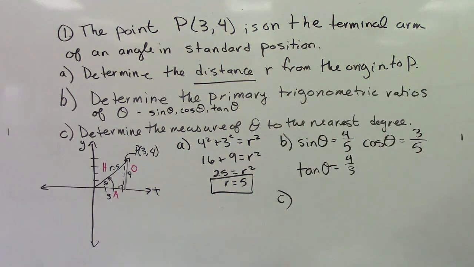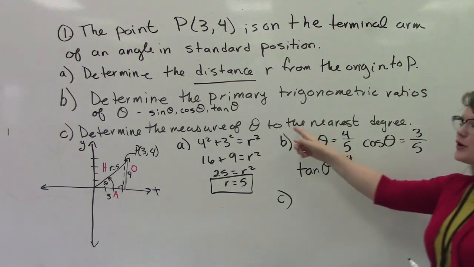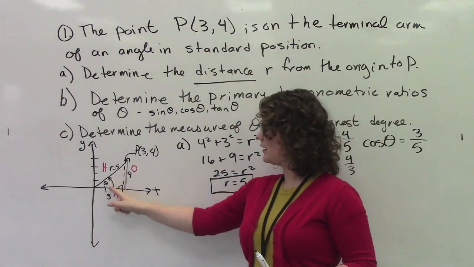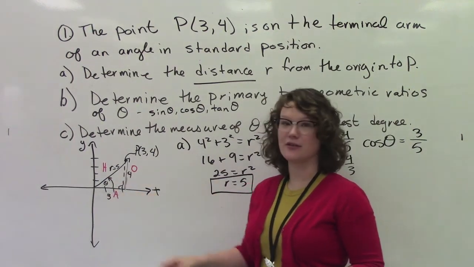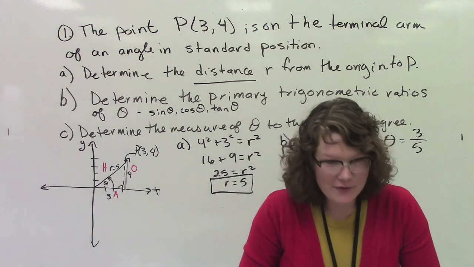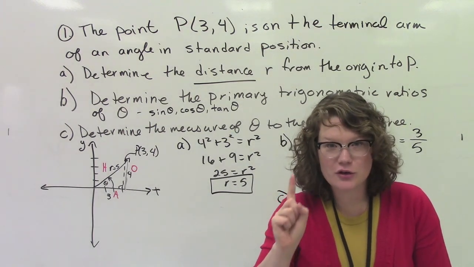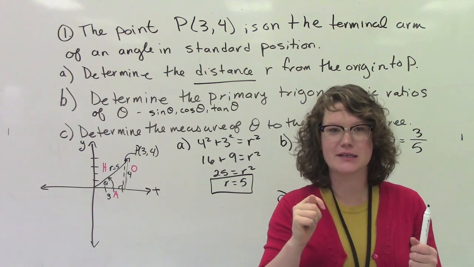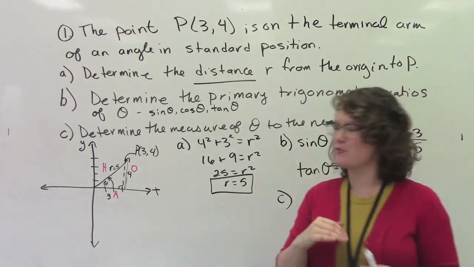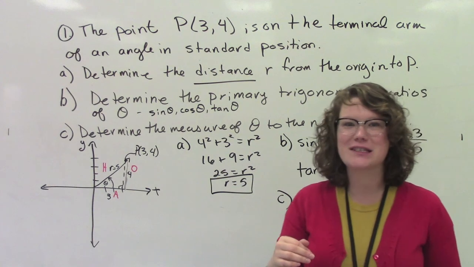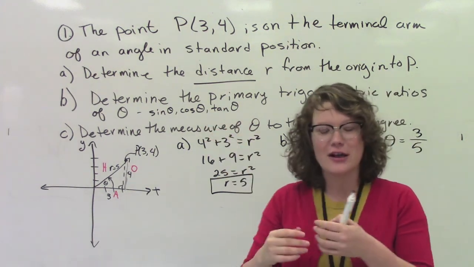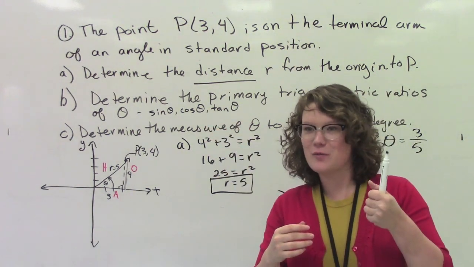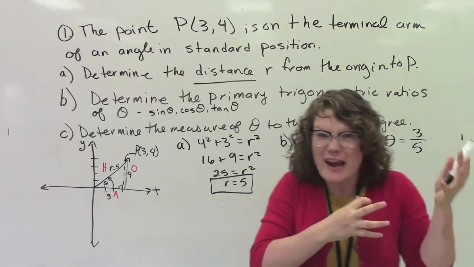Question number C. Determine the measure of theta. Determine the measure of this right here in degrees. Now guys, save yourself a lot of headache. Right now, I want you to go to your calculator and make sure that it is set to degrees. This whole unit is going to be really hard for you if you have it set in radians, or what the engineers like to do, gradians.